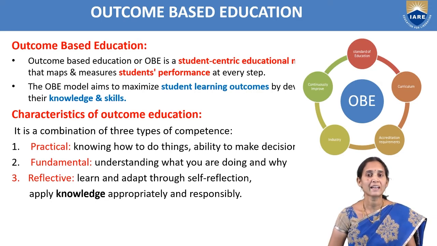So what are the characteristics of outcome based education? There are three characteristics. The first one is practical, the second one fundamental, and the third one reflective. Here practical means knowing how to do things, the ability to make a decision. So the student will learn the concept in a practical way, which means they will do the experiments, they will learn the concept by doing the practicals.